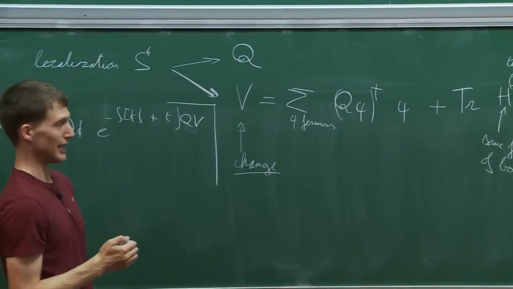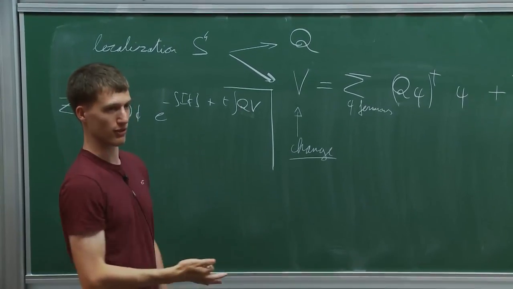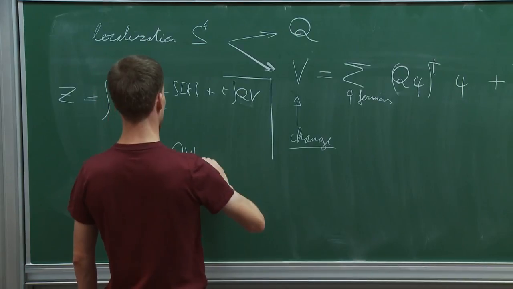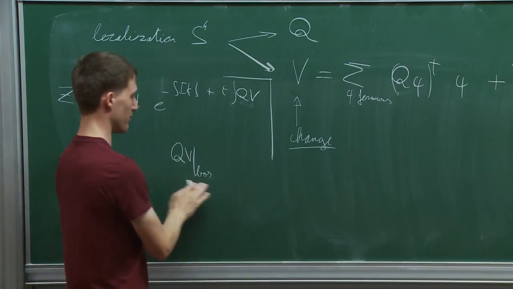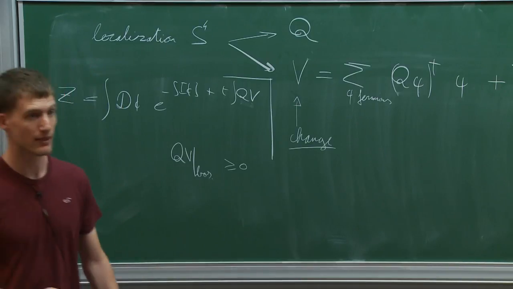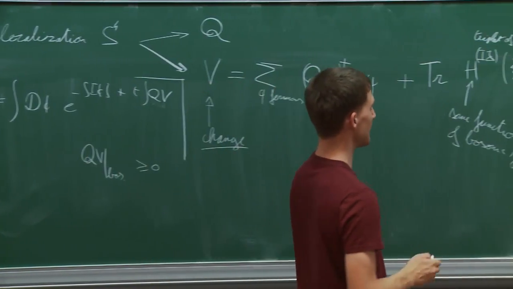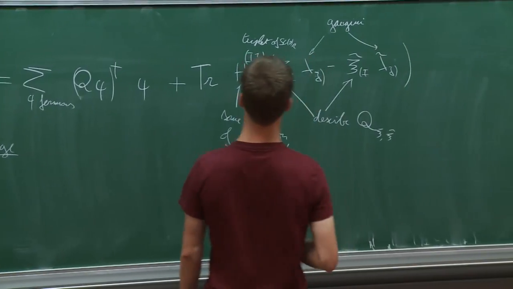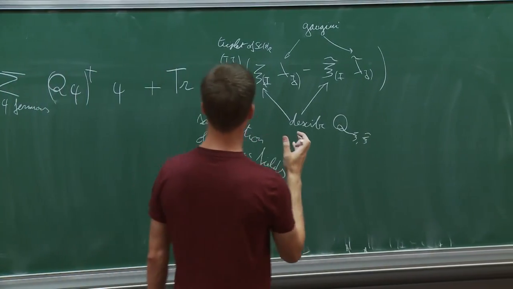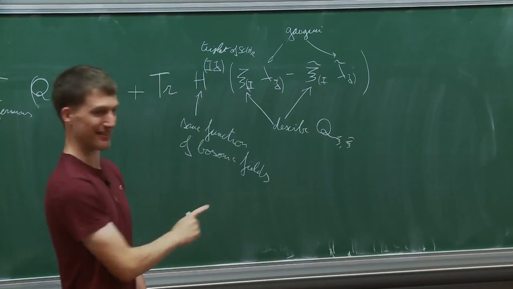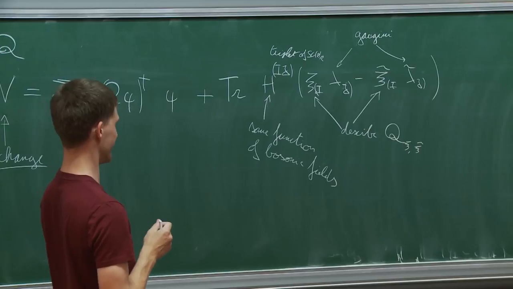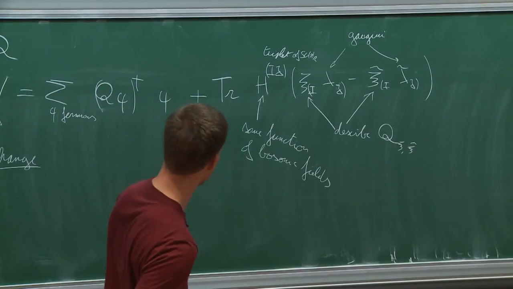The only question I should answer now is if I can actually run the localization machine, because as I just mentioned, you also need to make sure that the bosonic part of this QV is positive semi-definite. Yes, I can. You will see it in about 5 minutes. If it's not clear why I chose this thing, then I'll get back to your question.